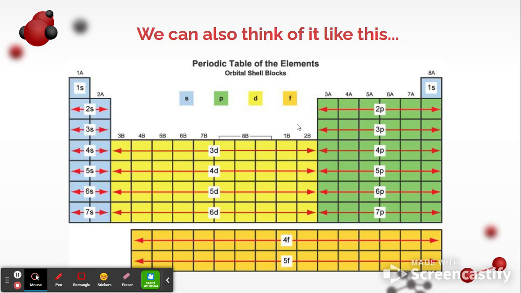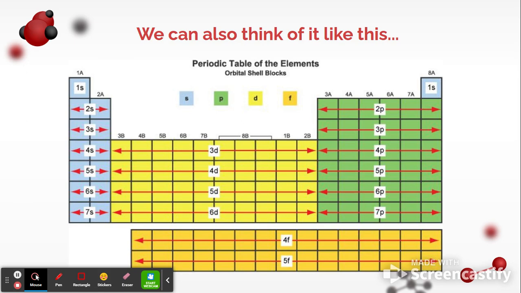The same idea applies to D and F, since the D block is 10 elements wide, and the F block is 14 elements wide, and both of those numbers, in terms of elements wide, correspond to the capacity of electrons for both sublevels.